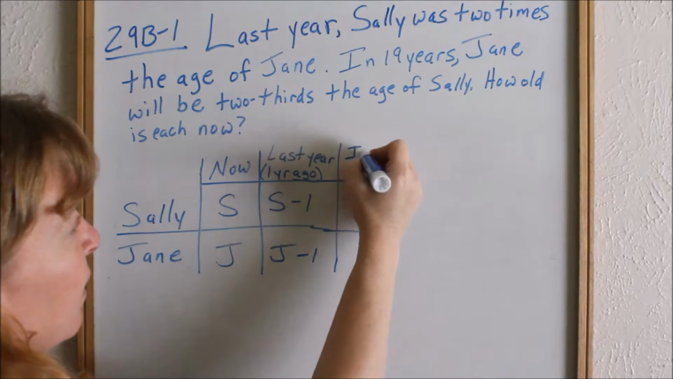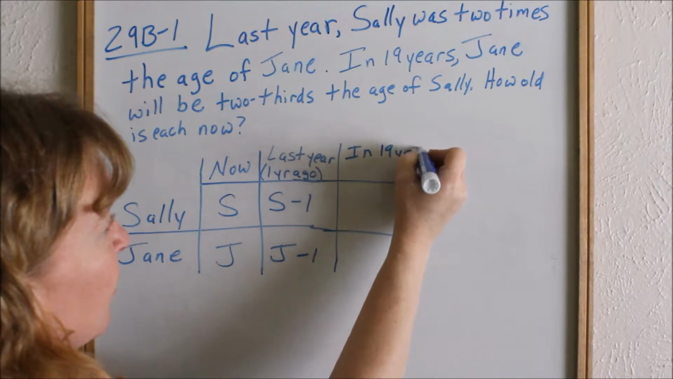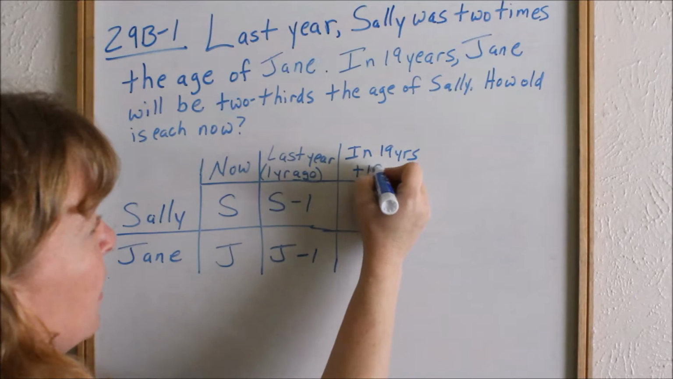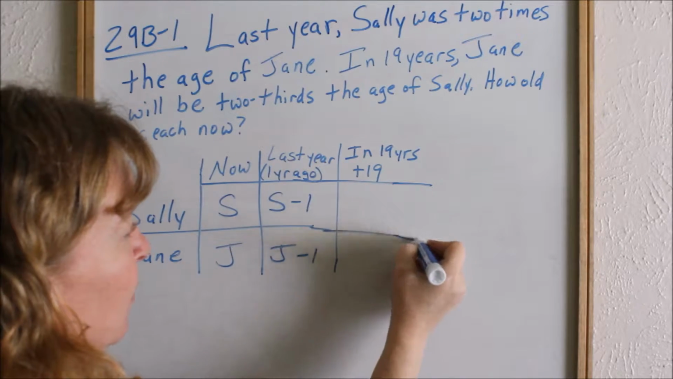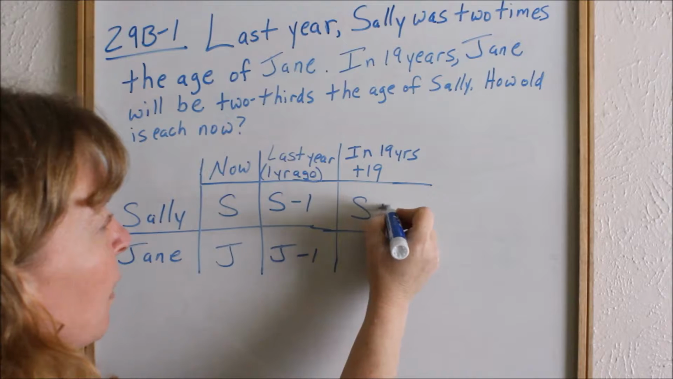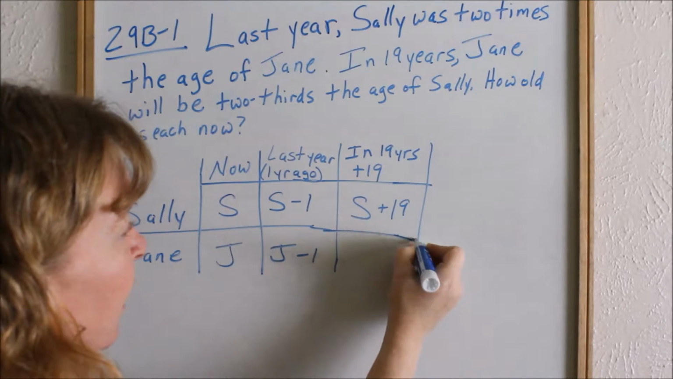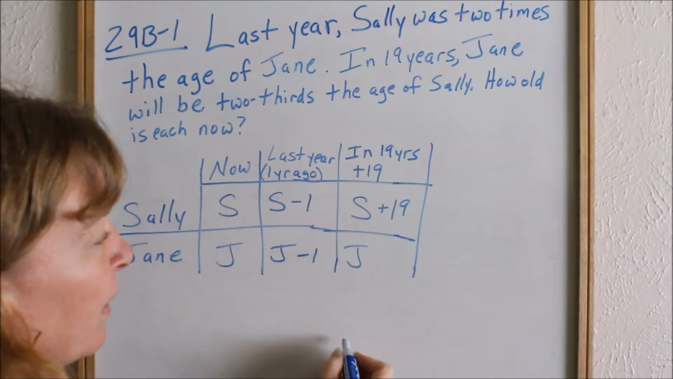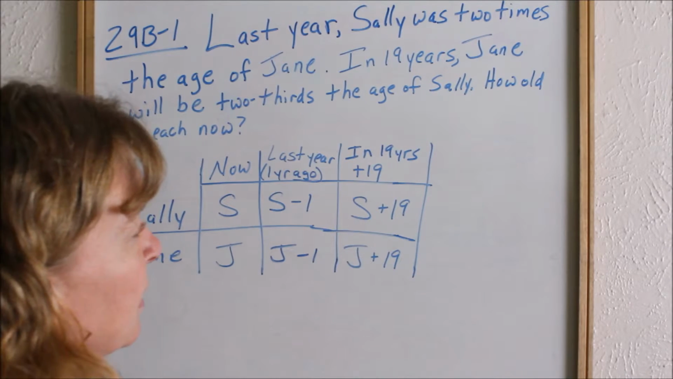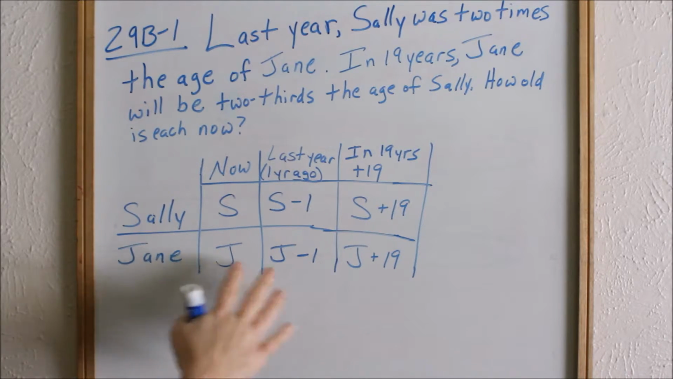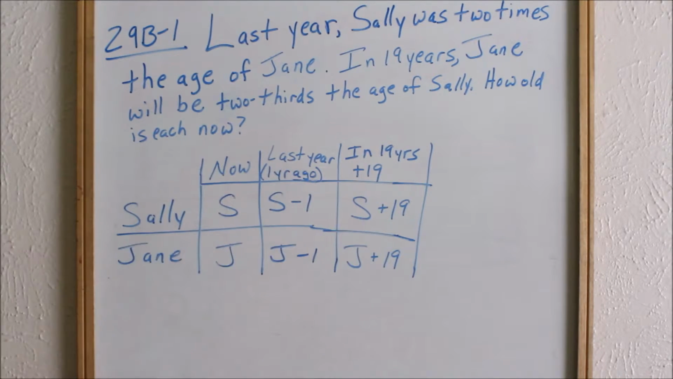Then we're going to have in 19 years. What does that mean? That's plus 19. Okay, so that's whatever her age is now, plus 19. And then same for Jane. Whatever her age is now, plus 19. So, we have all of our terminology set with letters and numbers, so let's go back to the problem.